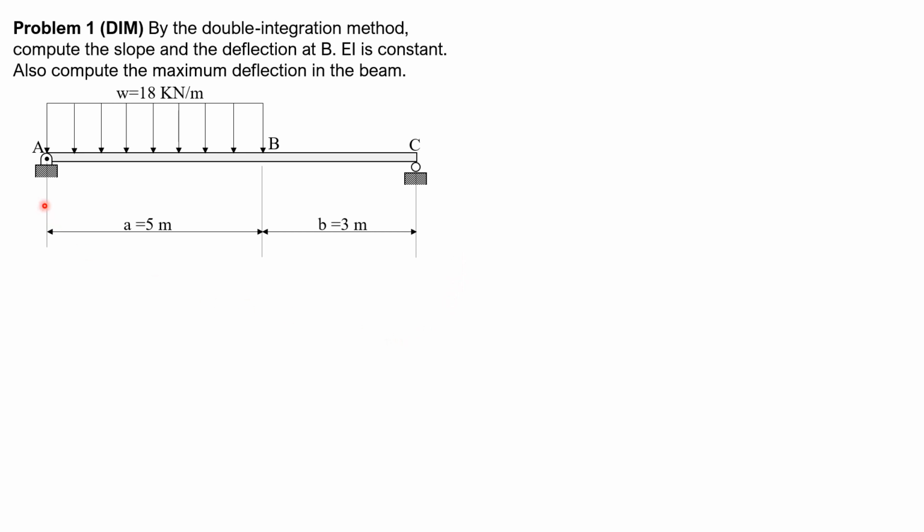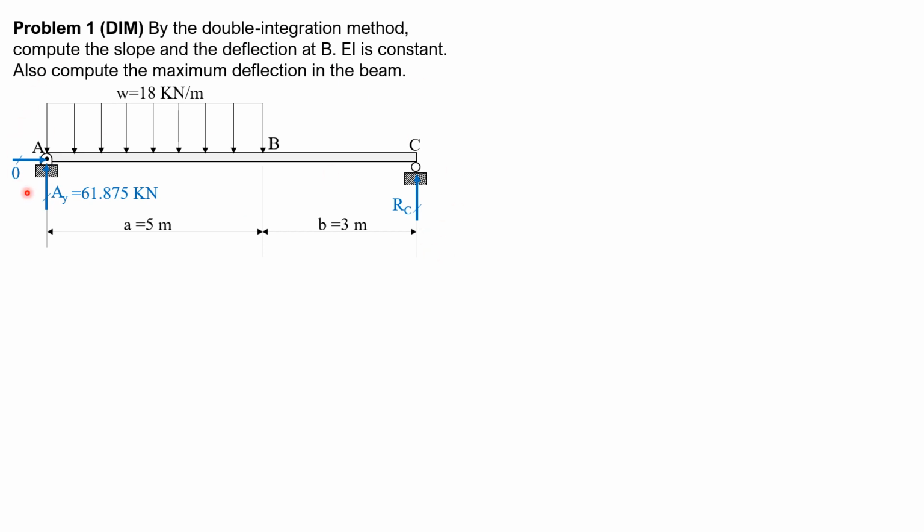So first, let's compute the vertical reaction at A. Of course, the horizontal reaction is 0. Obviously, there is no inclined load here. At C, we have R sub C. So summation of moment about C equals 0: AY times 8 minus 18 times 5 times 5.5 equals 0. So you'll get AY equals 61.875 kilonewtons.